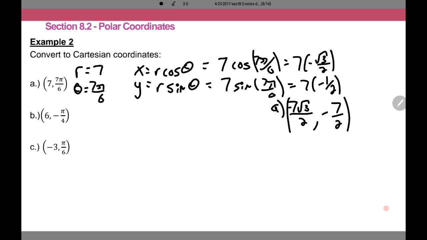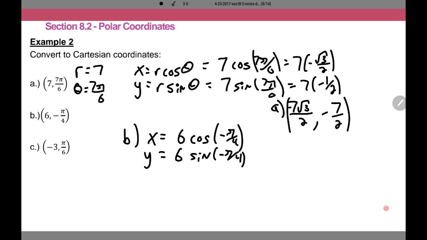Alright, so for part B, we're doing the same thing, except x is going to equal 6 cosine of negative pi over 4, and y equals 6 sine of negative pi over 4. So again, we use our unit circle and realize that negative pi over 4 is the same thing as 7 pi over 4. We get 6, and we get the square root of 3 over 2 for the cosine, and we get negative 1/2 for the sine. So that gives us an x-coordinate of 6 divided by 2, which is 3 square root of 3. And then 6 times negative 1/2 is negative 3.